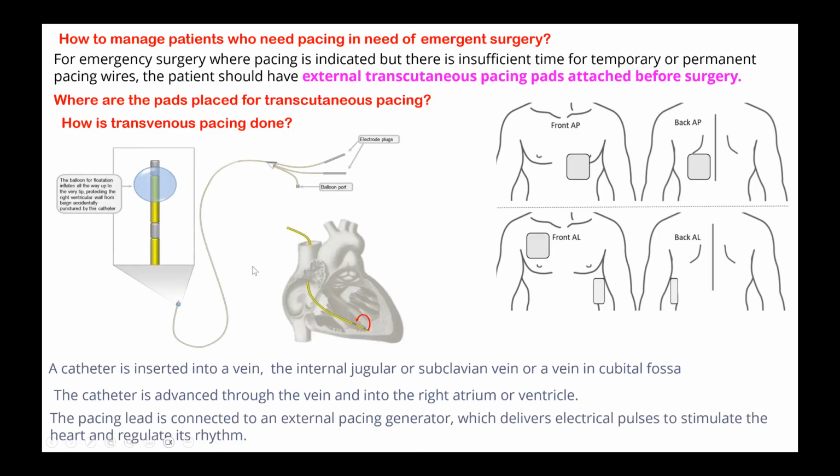So this is the picture of the transvenous pacemaker. It is just like your PA catheter with a balloon, and the tip has the electrode to stimulate. Through the IJV, subclavian, or cubital vein, you pass this into the heart, and it settles at the ventricular level, and you have the electrode plug through which you can deliver the current to the heart. So remember these two methods of temporary pacing in case of emergency. That is the answer you have to give in the exam if they ask you.